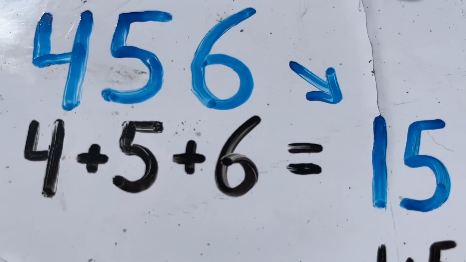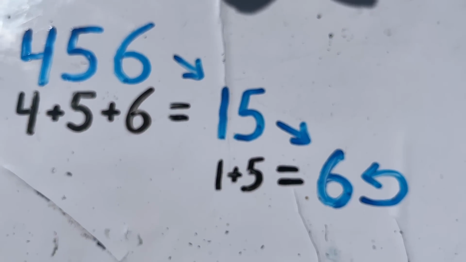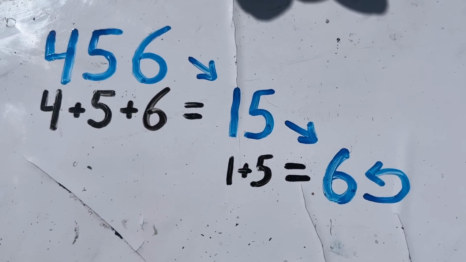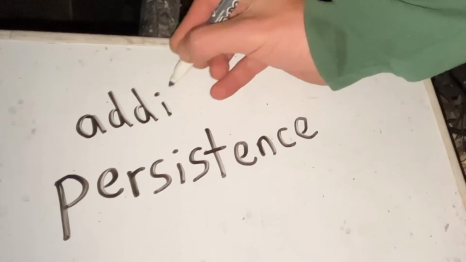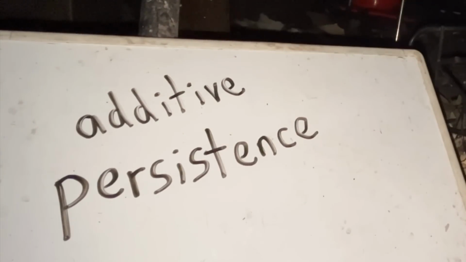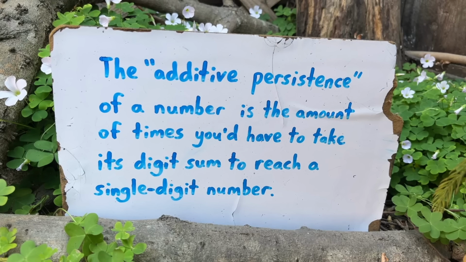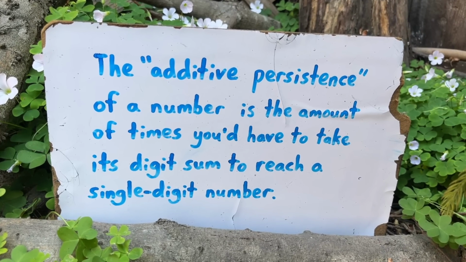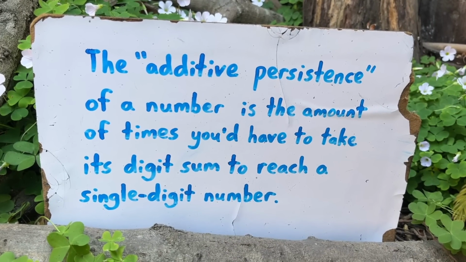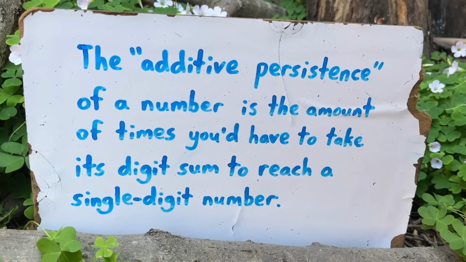And if we repeatedly take the digit sum of a number, it'll eventually shrink down to a single digit fixed point. Now, the persistence of a number under a given operation is the amount of times you'd have to repeat that operation starting from that number to reach a fixed point. And additive persistence refers to this with the operation of digit sums, where the additive persistence of a number is the amount of times we'd need to add the digits starting from that number to reach a single digit number.